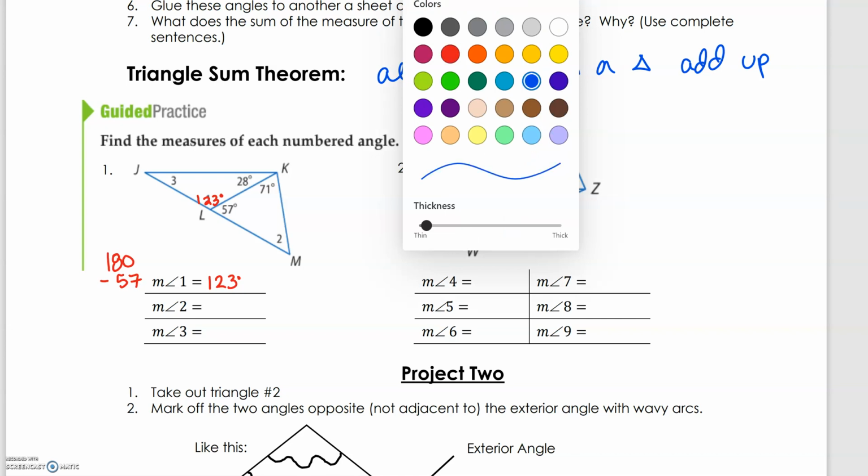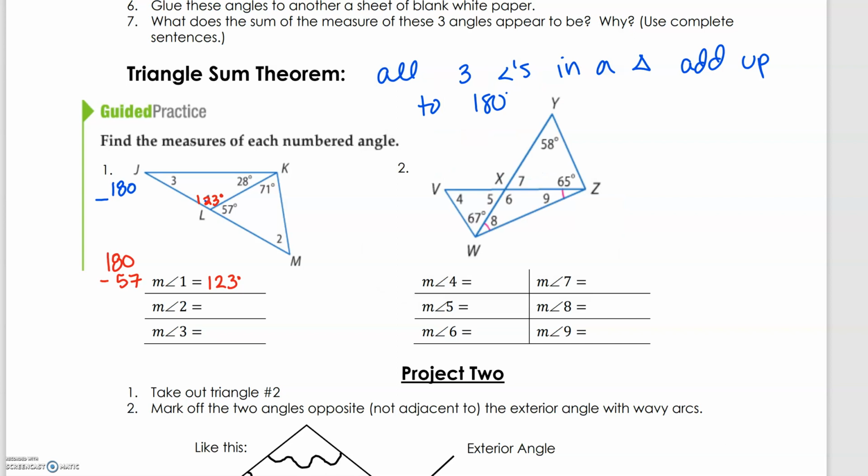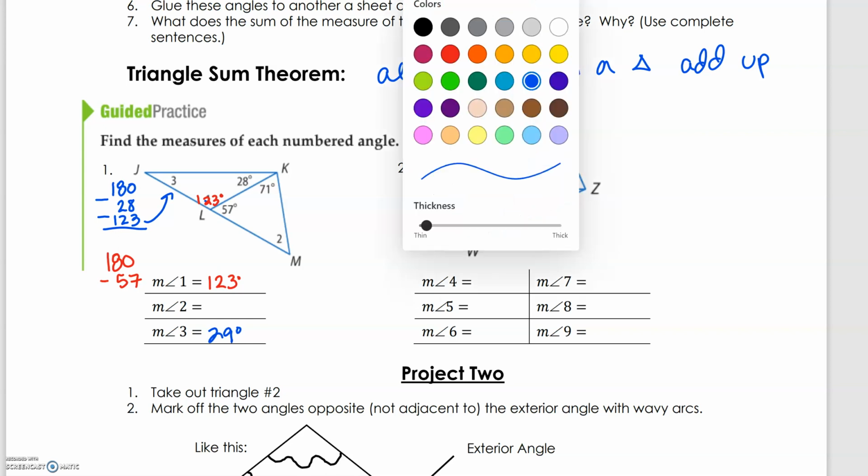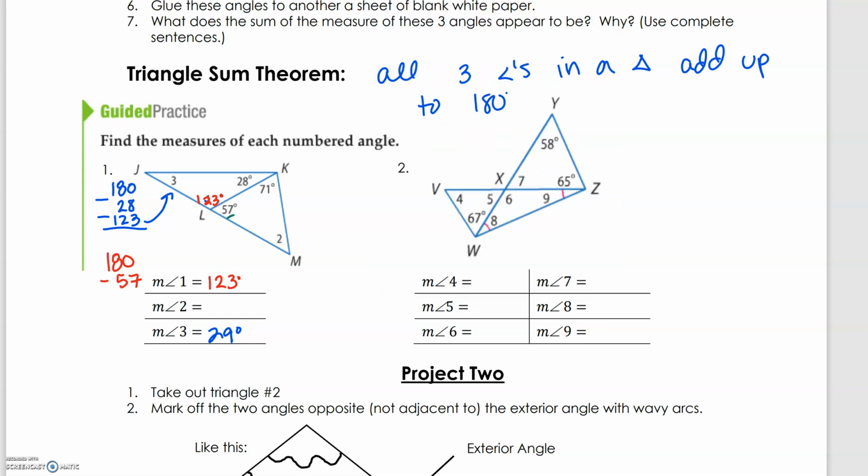We know that these three angles, 28, 123, and 3, total 180. So we can subtract the two that we do know, to get the measure of angle 3, which would be 29 degrees. And lastly, we know these two, so we can find the third by subtracting the two we know from 180 and getting 52 degrees for the measure of angle 2.